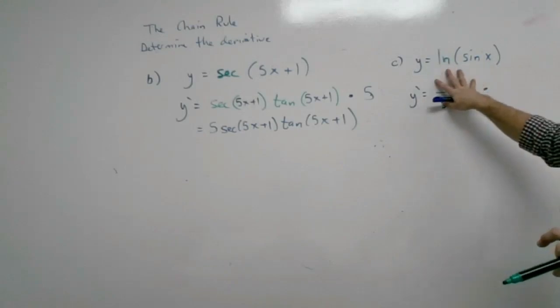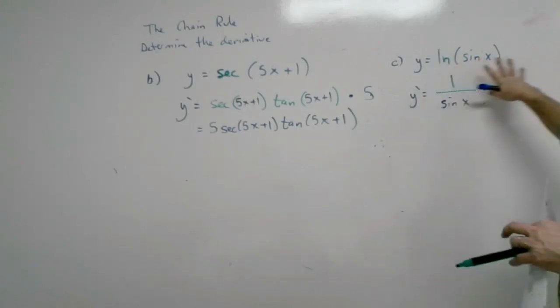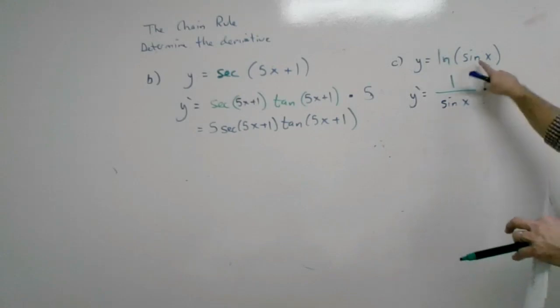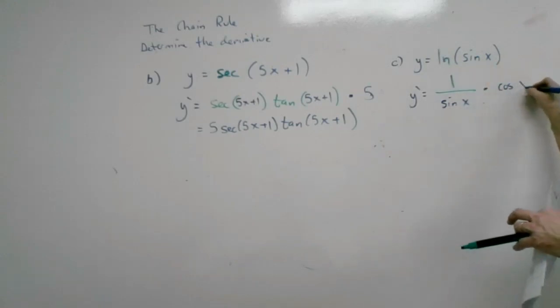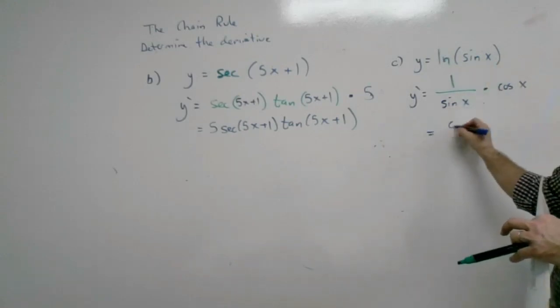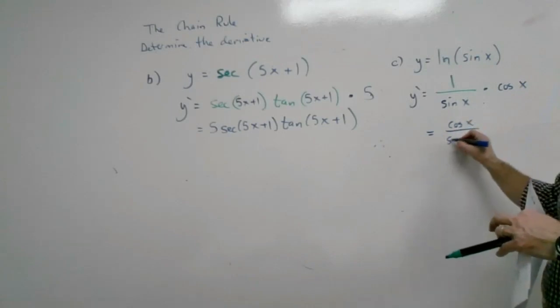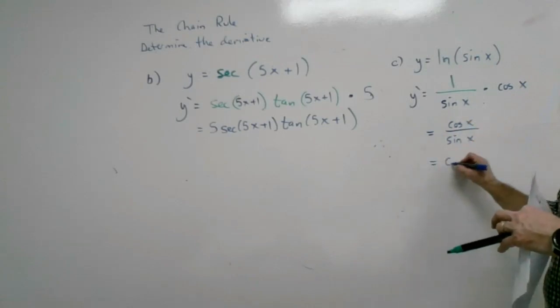So this is f prime of g of x multiplied by g prime of x. So the derivative of the sine function is going to be equal to the cosine of x. So you can see that this will simplify to the cosine of x over the sine of x, or we can say this is the cotangent of x.